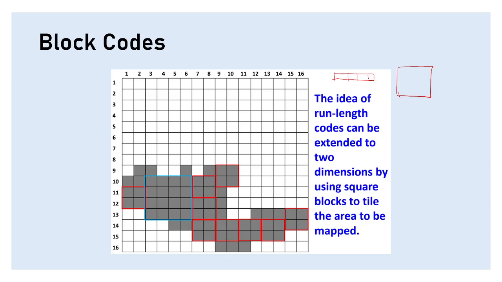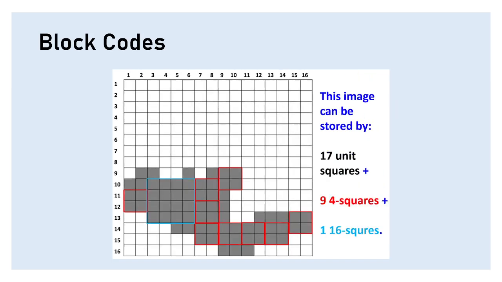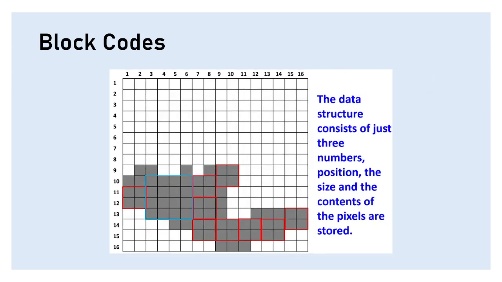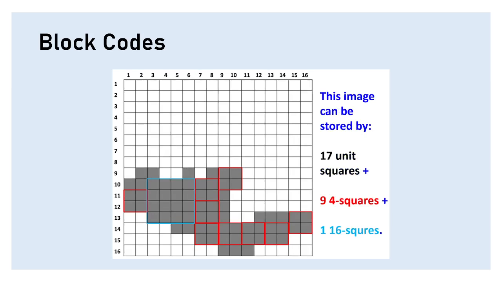So first we'll start with the bigger blocks, and then we'll come down, and then we'll reach the smallest block, which is the unit cell block. The data structure consists of just 3 numbers: the position, the size, and the contents of the pixels are stored. So here, if you take a look at this image, like this dark area that you can see, first you will try to draw the biggest block wherever possible.